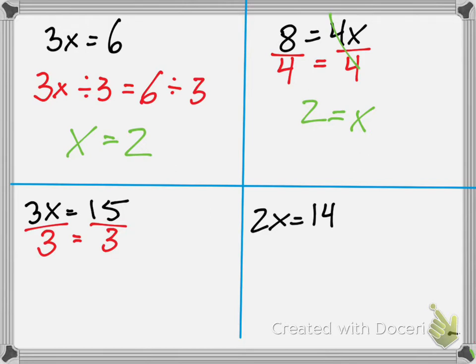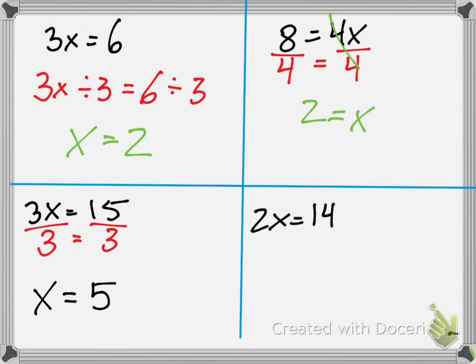Abner, what is 3 divided by 3? 1. Perfect. So 1, just 1x or x. And then what is 15 divided by 3? Perfect. So our answer is 5, and that's us showing our work.